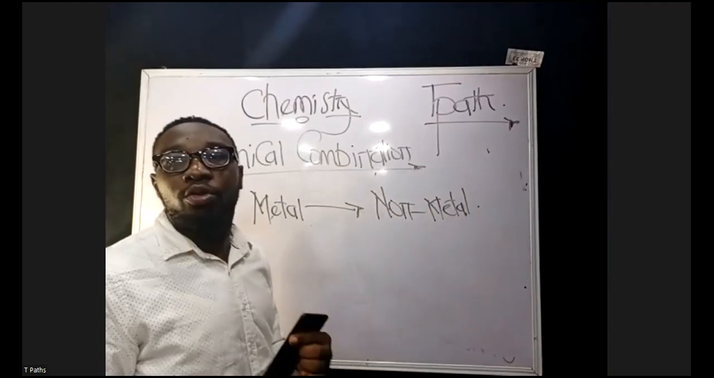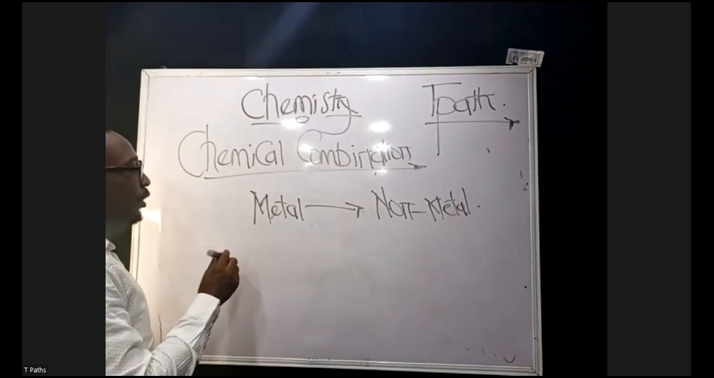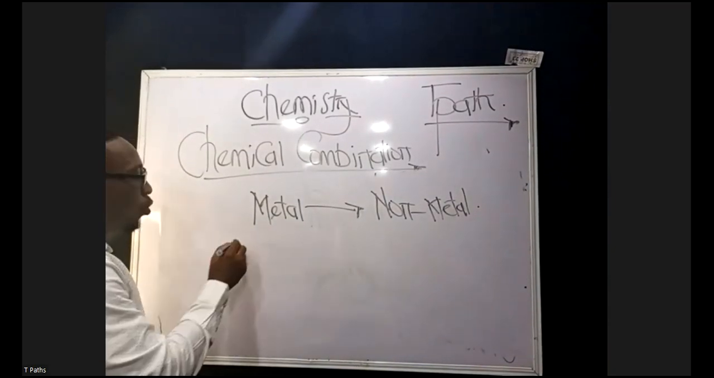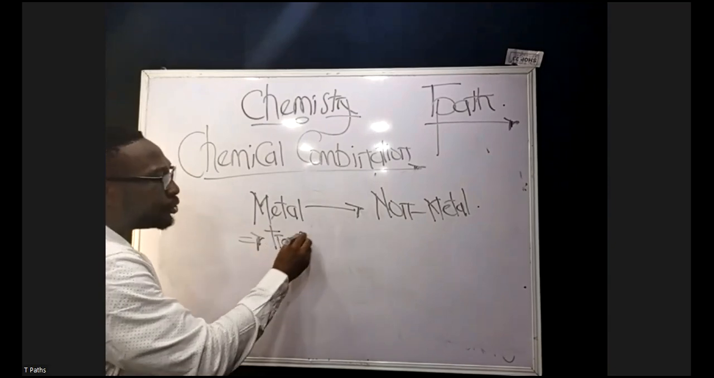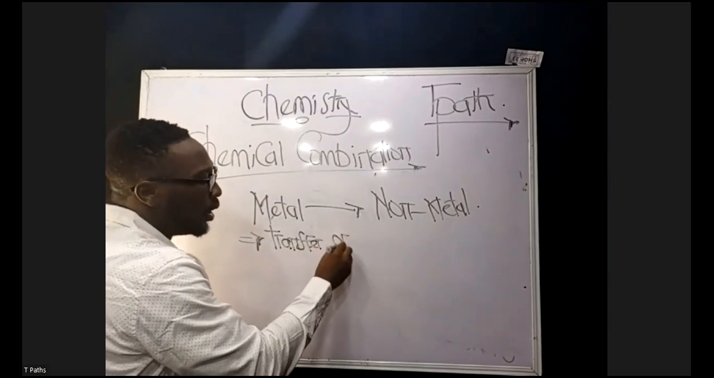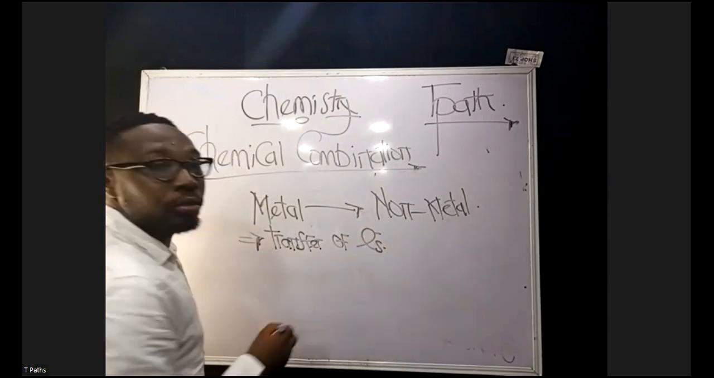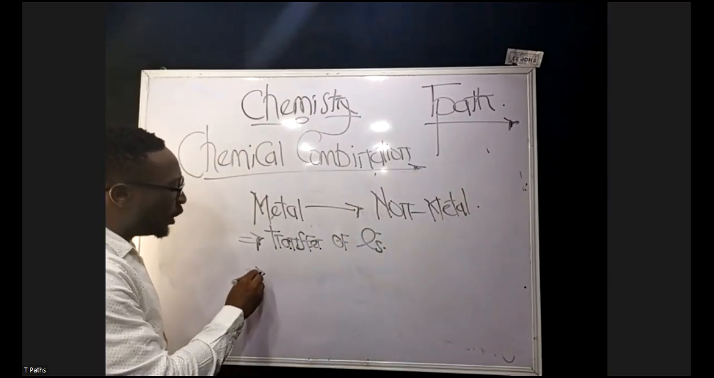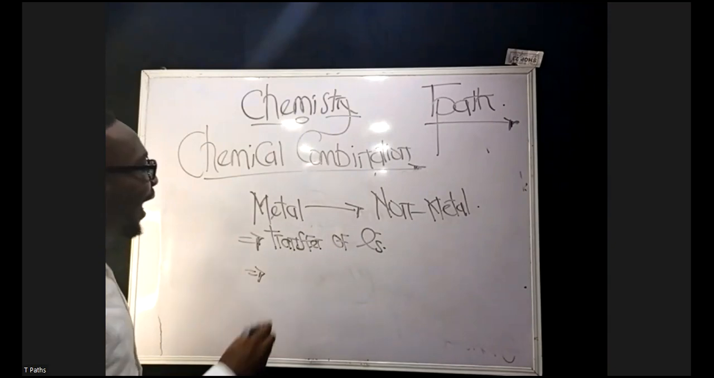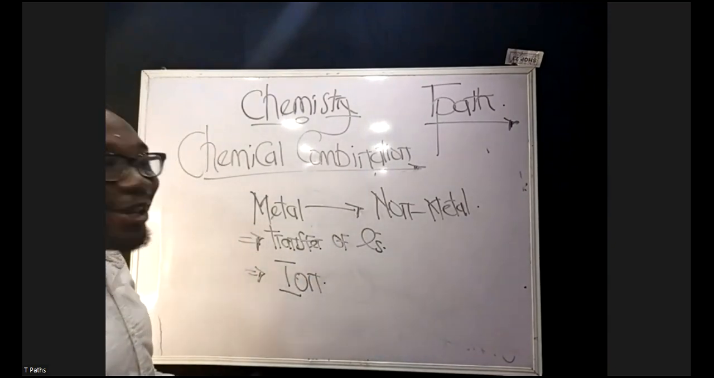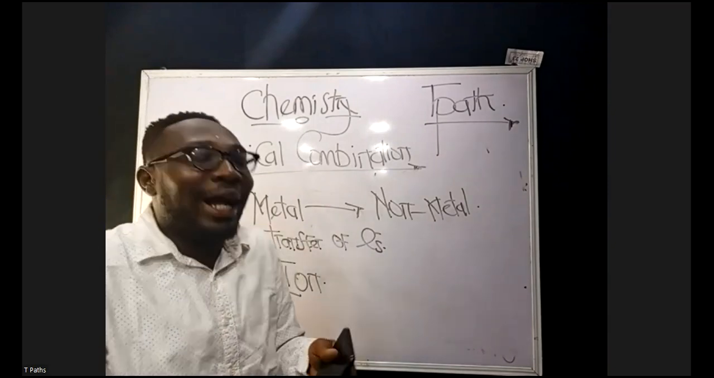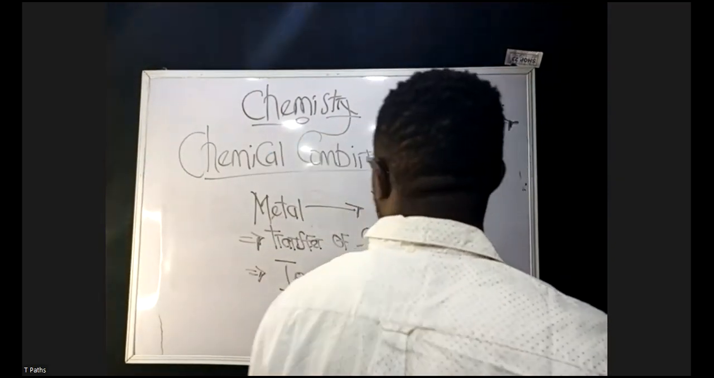So two things are happening here. Let's observe. One, the transfer of electrons. And two, when the electrons are being transferred, you observe that an ion is formed. So when I transfer an electron, an ion is formed.